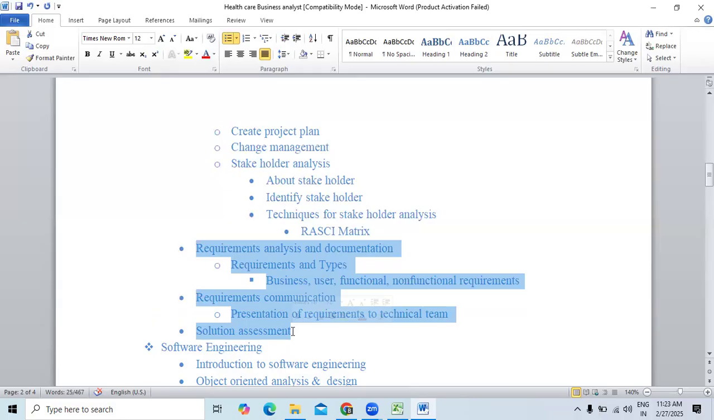Sometimes what the customer expects and what they deliver might be different, due to ignorance, not by intention. I'm saying this. So this is all practical. My business analyst healthcare BA training is completely scenario based.